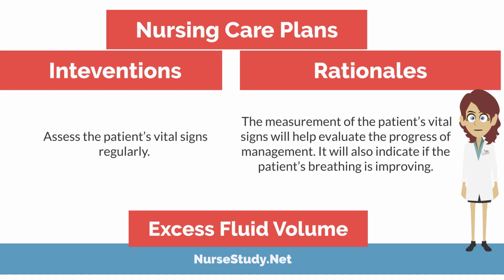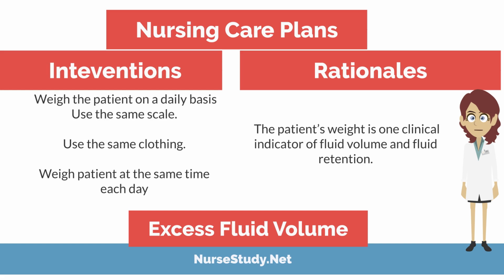Intervention: assess the patient's vital signs regularly. Rationale: the measurement of the patient's vital signs will help evaluate the progress of management. It will also indicate if the patient's breathing is improving. Intervention: weigh the patient on a daily basis. Use the same scale. Use the same clothing. Weigh the patient at the same time every day. Rationale: the patient's weight is one clinical indicator of fluid volume and fluid retention.